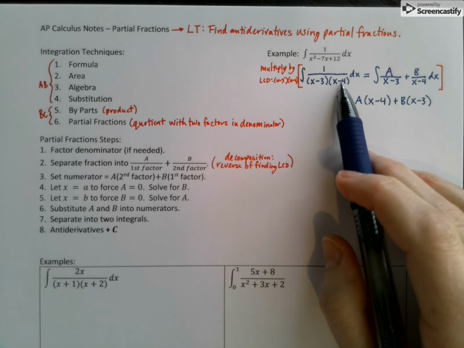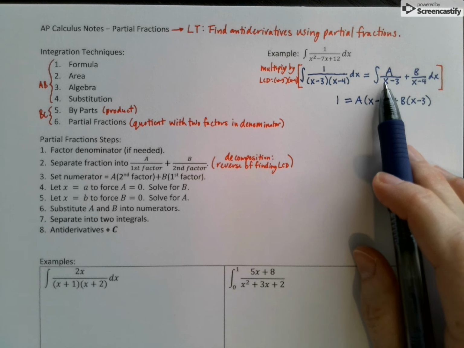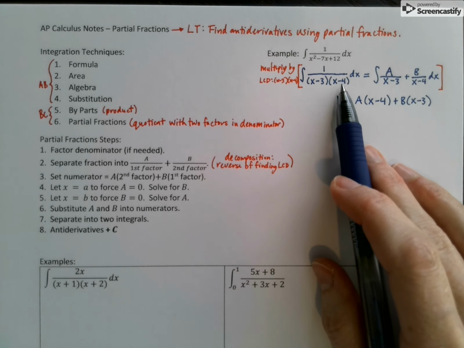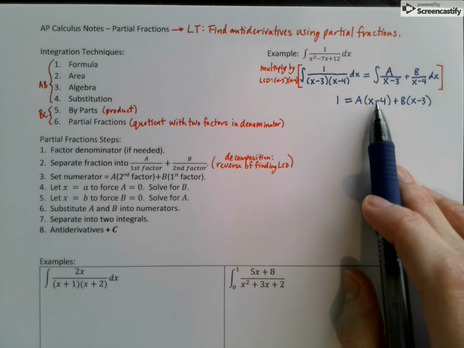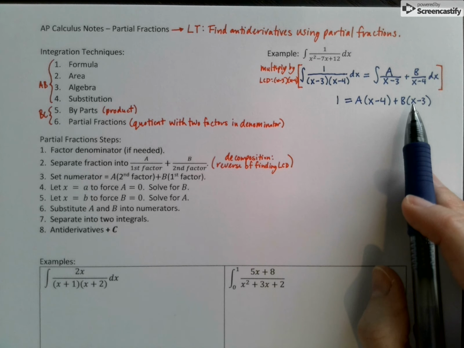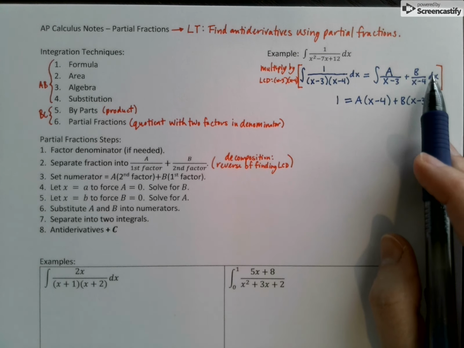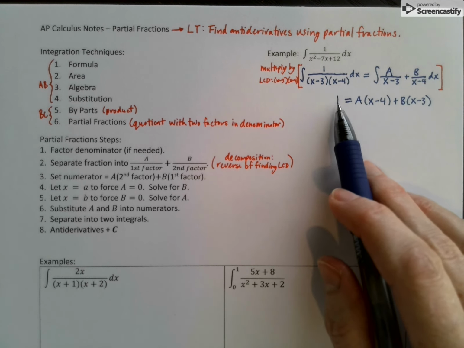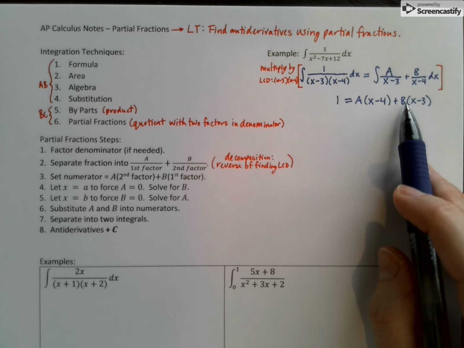So when the denominator canceled here, I was left with just a 1 on the left side. When I multiplied A over x minus 3 by x minus 3 times x minus 4, the x minus 3's would cancel, and you're left with A times x minus 4. And the opposite thing happens when you multiply this B over x minus 4 times the LCD. The x minus 4's cancel, and you're left with B times x minus 3. So this equation is going to help us find those unknown values of A and B.